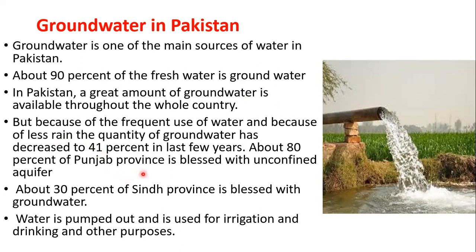This is what the reality is, that groundwater is decreasing, but with the grace of Almighty, almost 80% of the Punjab province is blessed with unconfined aquifer. कि भाई 80% पंजाब के जो इलाके हैं वहां पर जेर जमीन पानी माशाल्लाह अवेलेबल है. 30% of the Sindh land is blessed with groundwater. Clear?